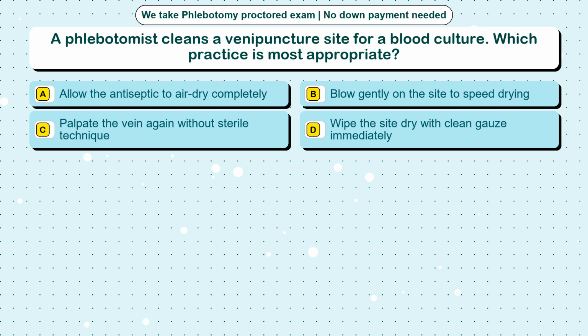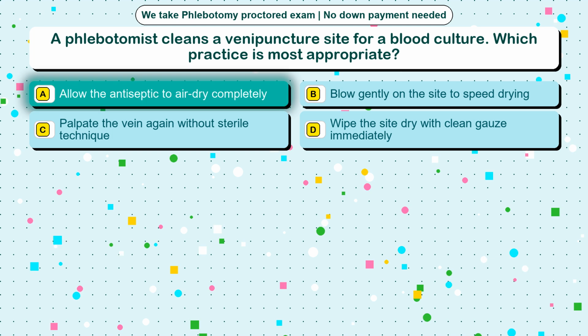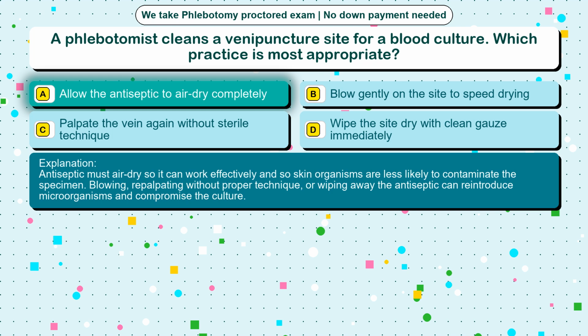Option C. Palpate the vein again without sterile technique. Option D. Wipe the site dry with clean gauze immediately. The correct answer is option A. Allow the antiseptic to air dry completely. Antiseptic must air dry so it can work effectively and so skin organisms are less likely to contaminate the specimen. Blowing, repalpating without proper technique, or wiping away the antiseptic can reintroduce microorganisms and compromise the culture.